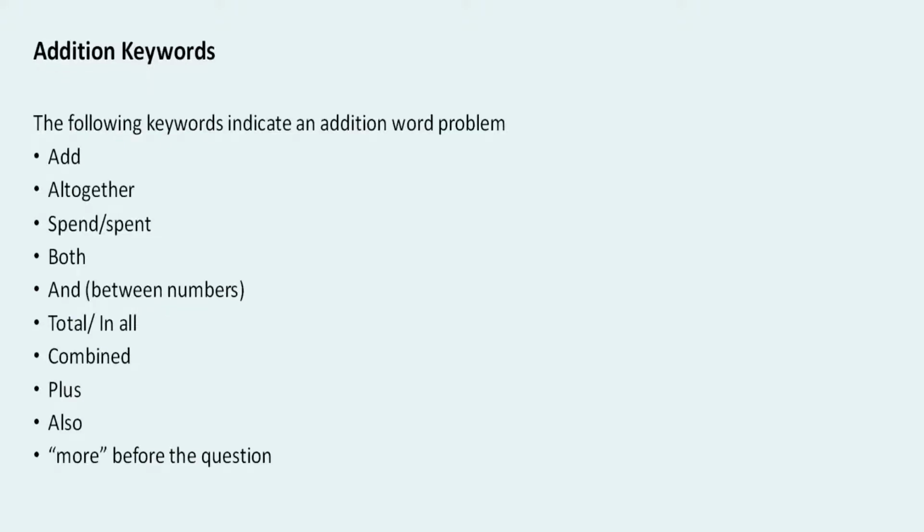The following are the keywords that identify addition in a word problem. You have words like add, altogether, spend, both, total. You also have a word like sum. Sum also indicates an addition. Total indicates an addition. Combined indicates an addition. Plus. So these are some of the important keywords that indicate an addition.